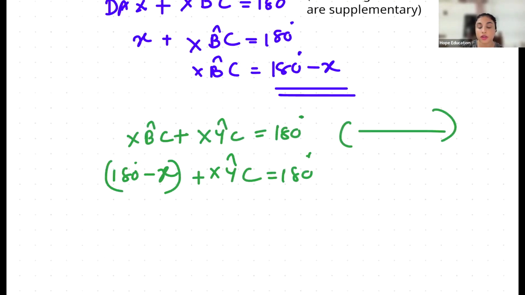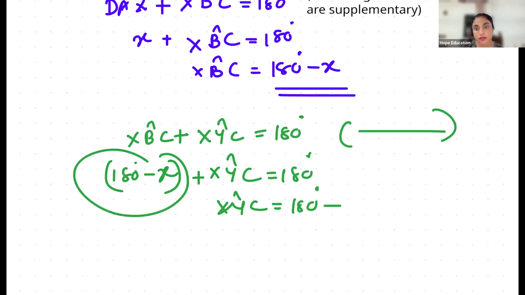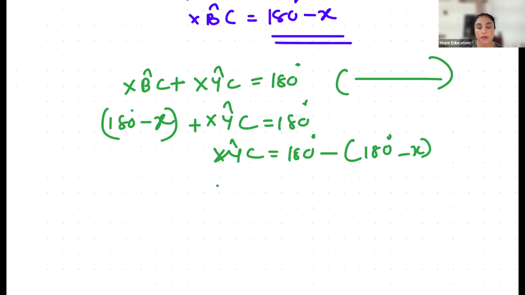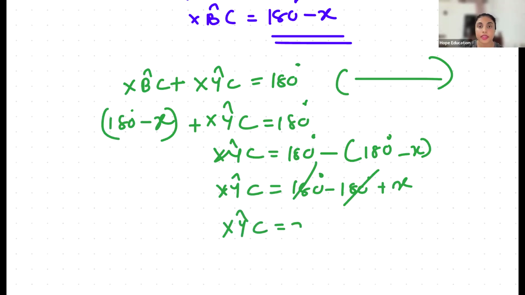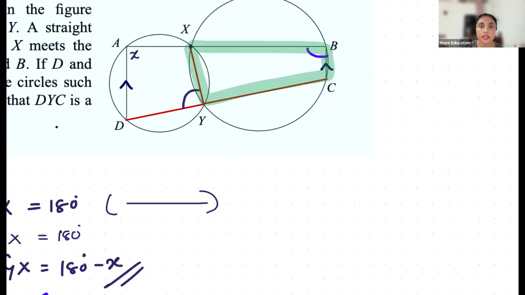Then XYC would be 180 minus, I take this whole thing to the other side. So XYC means 180 minus times plus is minus, minus times minus is plus. So 180 cancels, and XYC would be equal to X. So this would be X. Finally, now it's very easy, no?